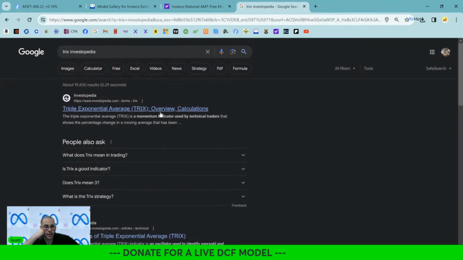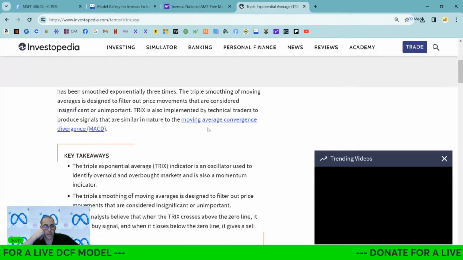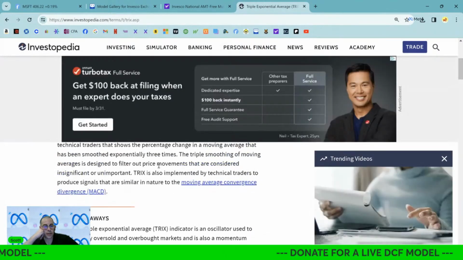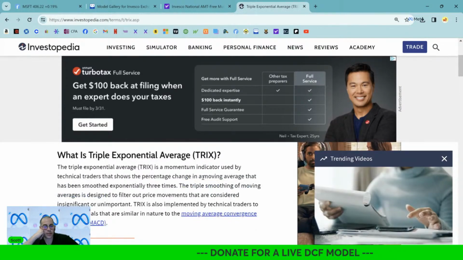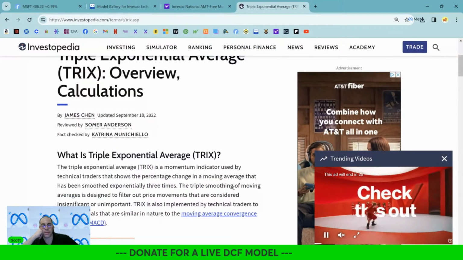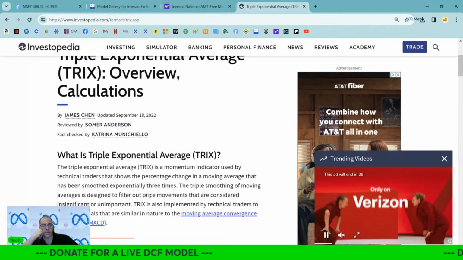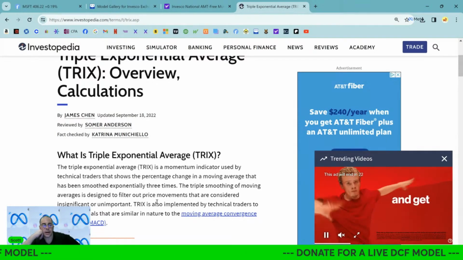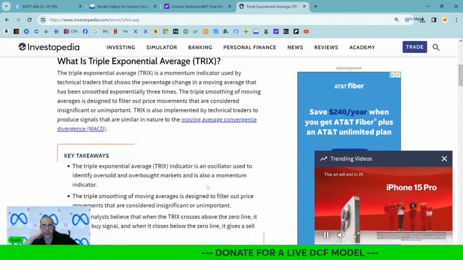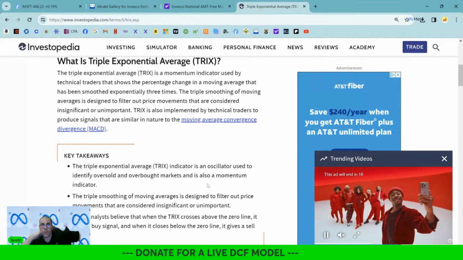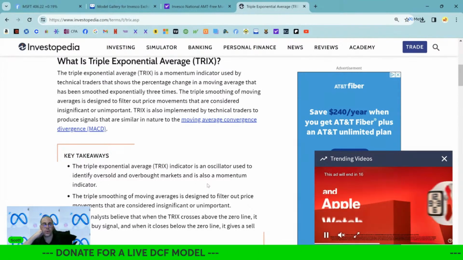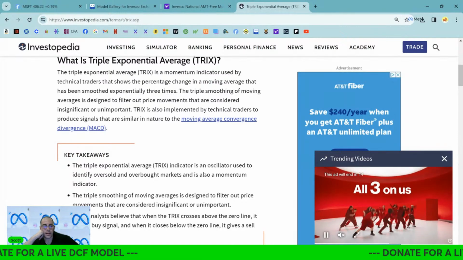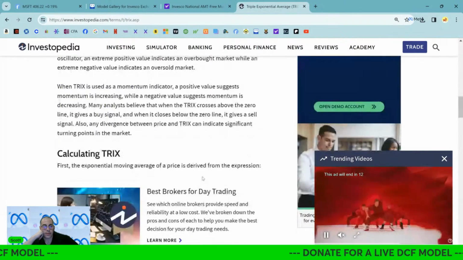Investopedia. The triple exponential average. The triple smoothing of moving averages is designed to filter out price movements. So it's just to smooth out and avoid volatility. Because if stock prices go up quickly or down quickly, it kind of fixes that, I guess.